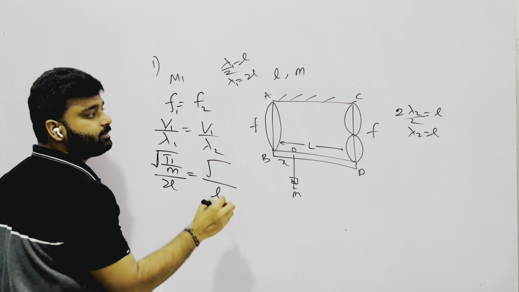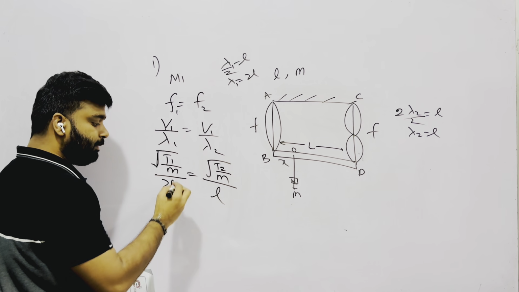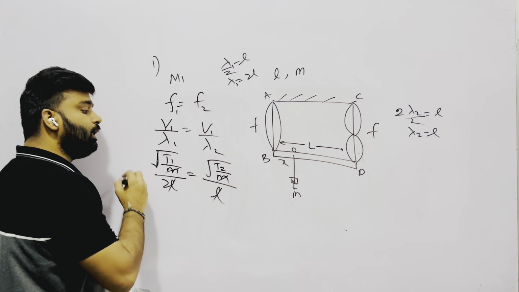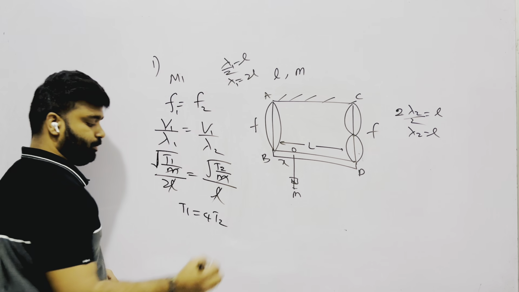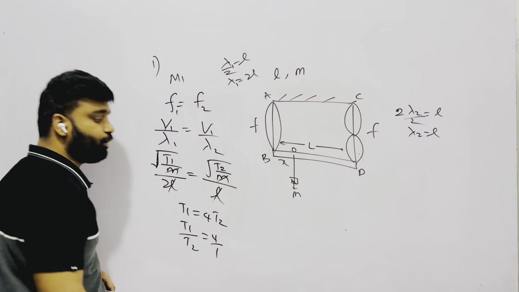The velocity in the string CD is equal to the square root of tension in the string CD over mass per unit length. L and L will be cut off. Root of M and root of M will be cut off. You can square both sides. T1 is equal to 4T2. That means T1 over T2 is equal to 4:1.